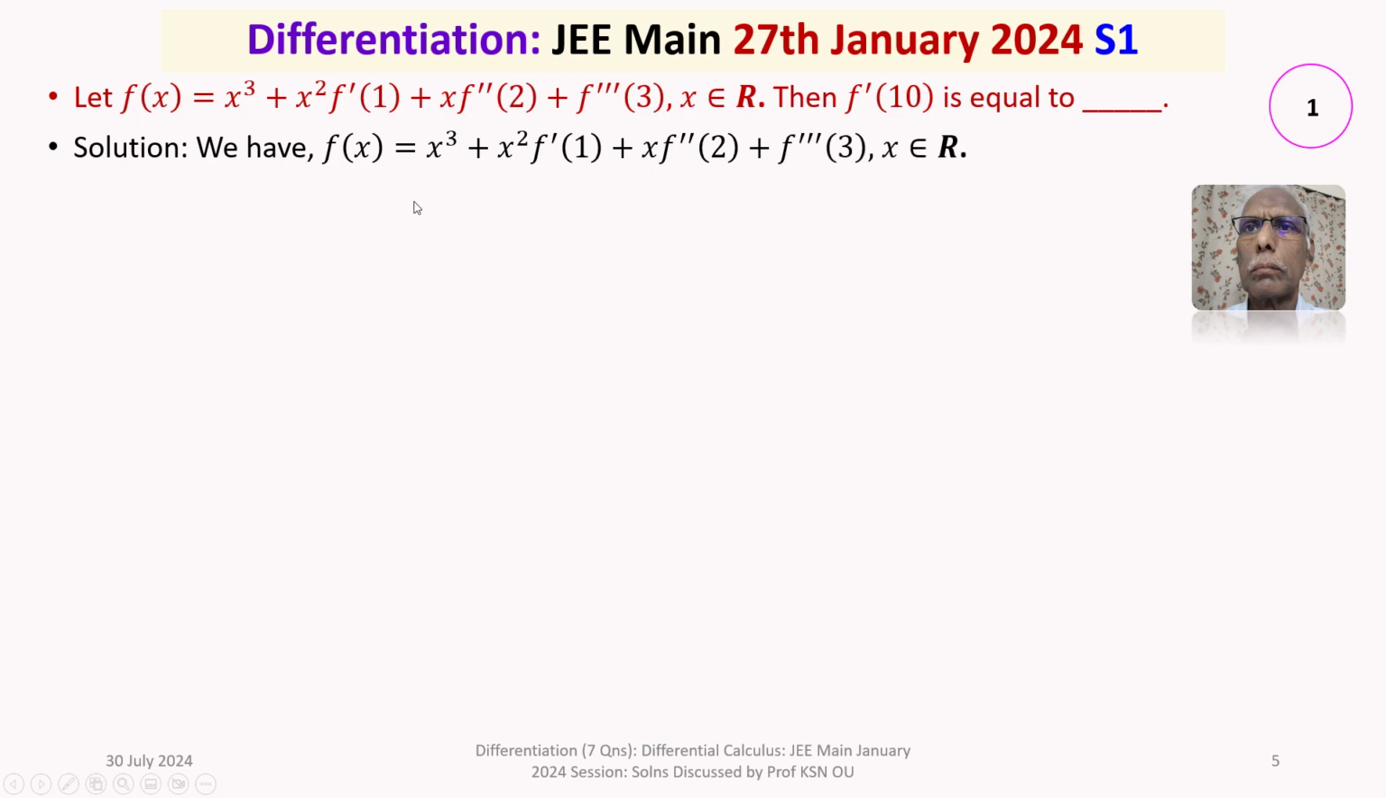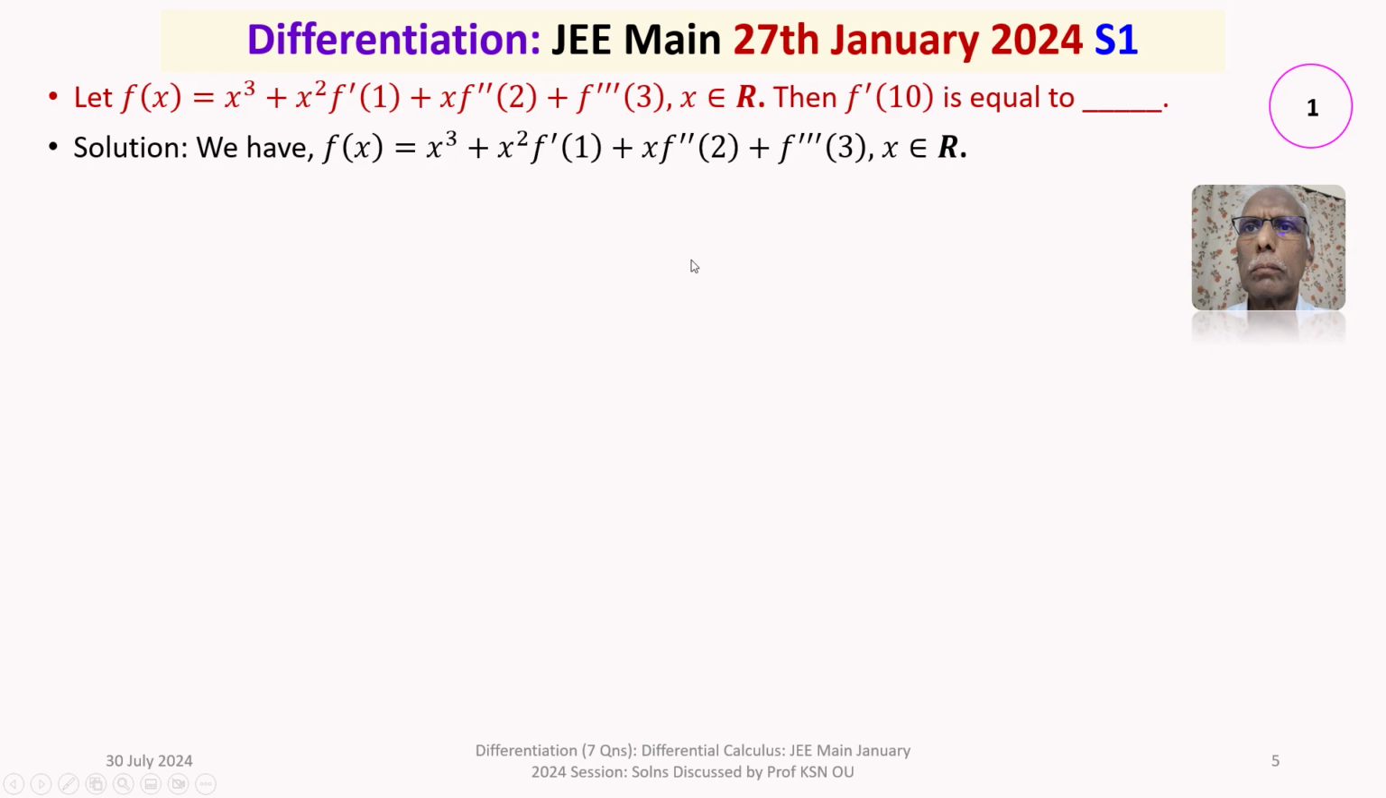Now let us write down f of x. Right. We want to calculate the value of f prime at x is equal to 10. So what are these, f triple prime 3 and what is f double prime 2? What are their values? f prime 1. If we know all of them, then we know f of x as a cubic polynomial and then differentiate and put x is equal to 10. We get the answer. Right.